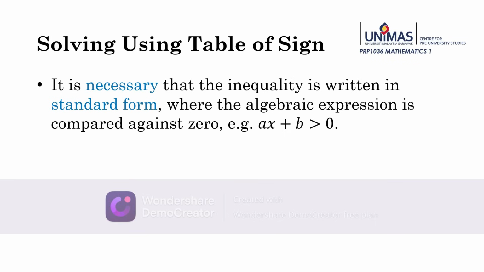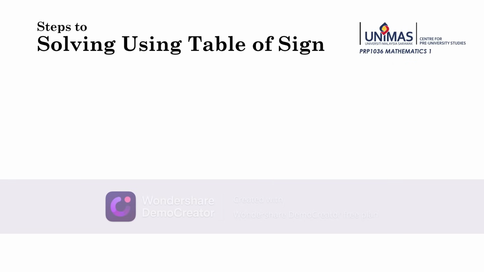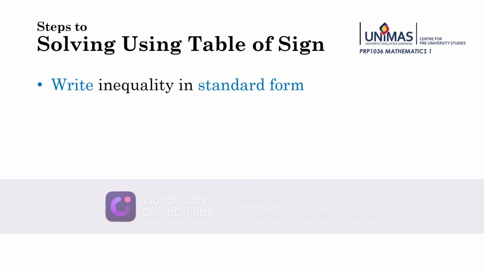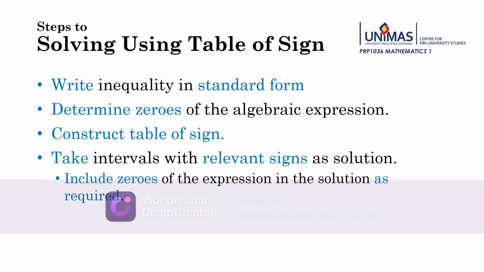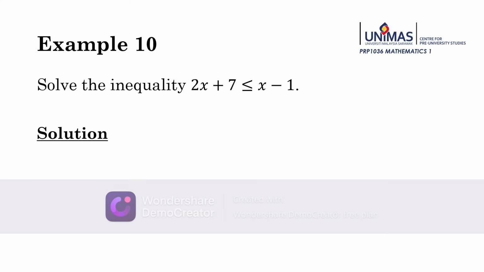Okay. So it is necessary that the inequality is written in the standard form where the algebraic expression is compared against 0. For example, ax plus b greater than 0. So solving using table of sign: write the inequality in the standard form, determine the 0 of the algebraic expression, construct the table of sign, then find the interval with the relevant sign as the solution, including the zero of the expression in the solution as required. So you only need to drop down the sign, no need to write the value.